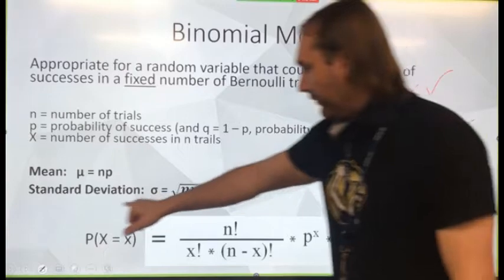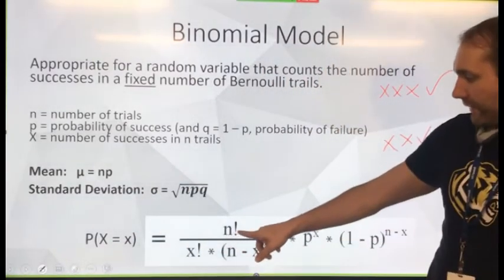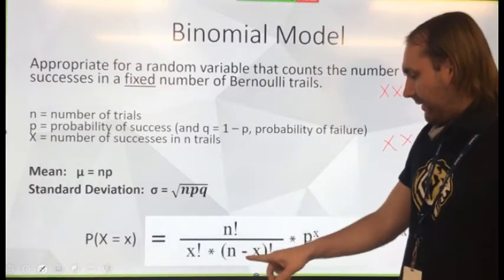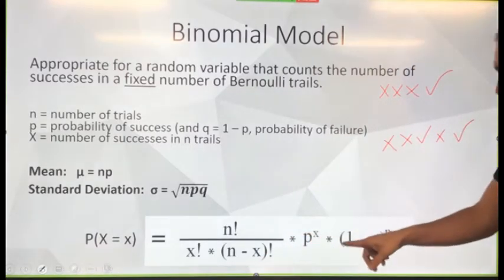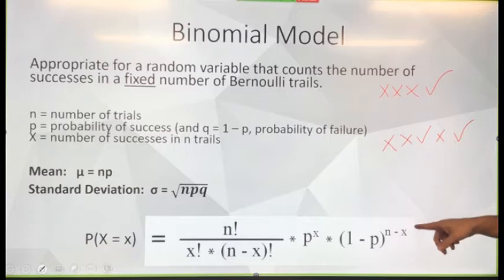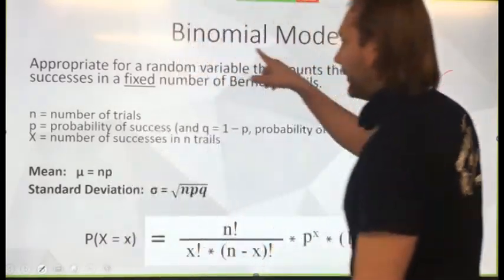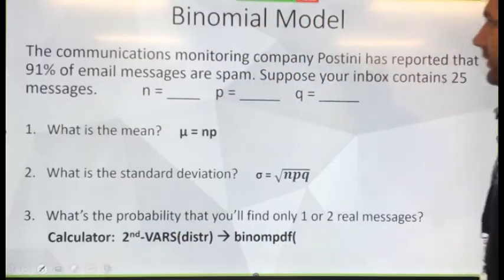And then here's how you find your probability. The factorial of n over the factorial of x, the number of successes, times n minus x factorial, times p to the x power times 1 minus p to the n minus x power, if you were to do this by hand. Luckily, there is a calculator. So we'll see that instead of doing this by hand. Binomial, as well as geometric, is also within the calculator. Let's look at some examples.